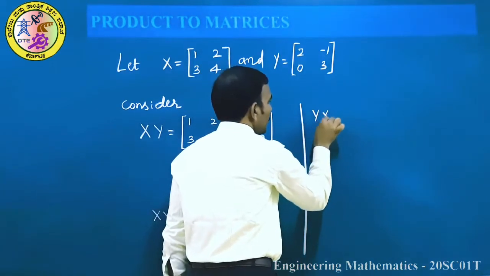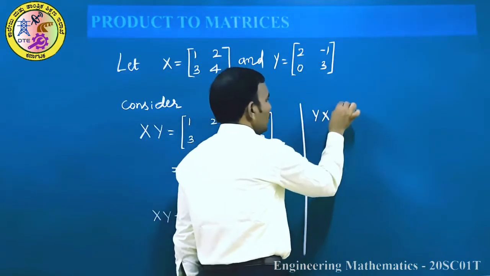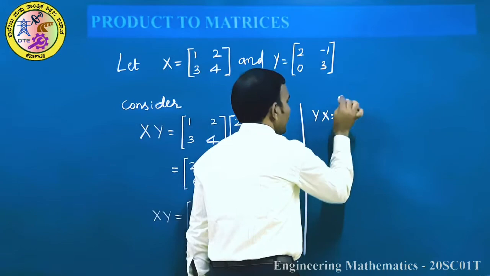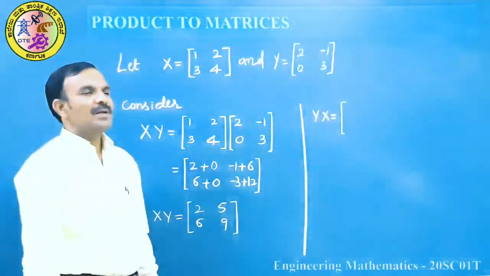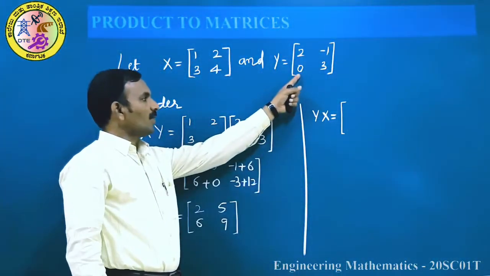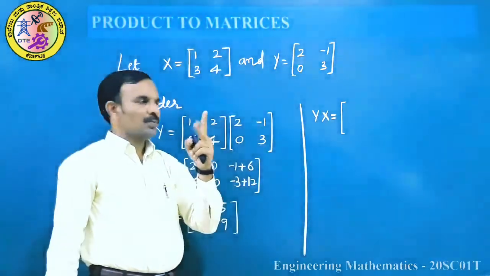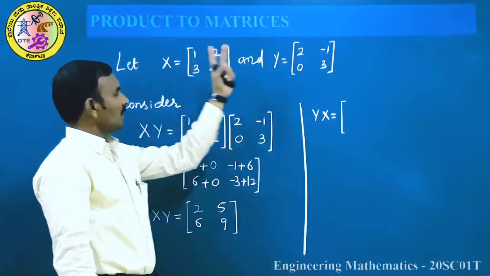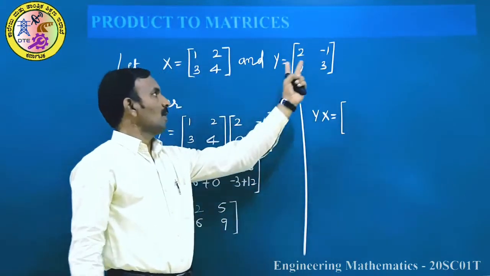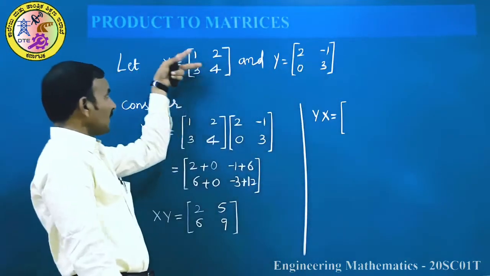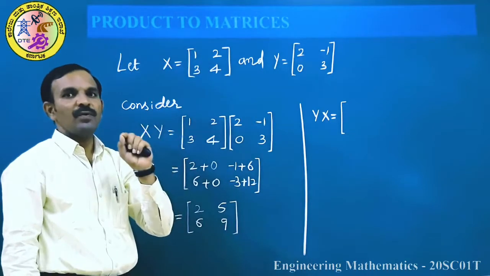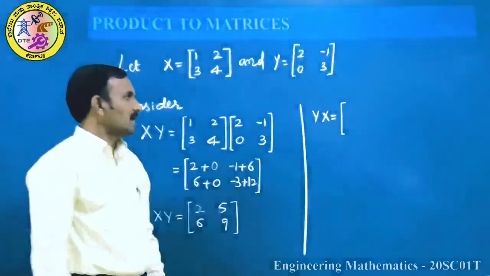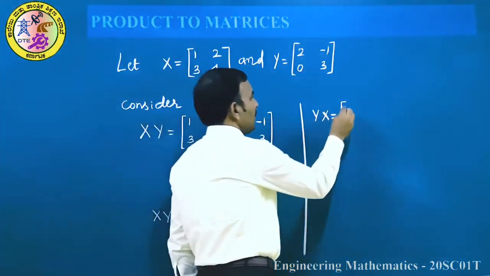To find y into x, first you have to check whether y into x exists or not. The number of columns in y is 2, and the number of rows in x is 2. In y there are 2 columns, in x 2 rows. Therefore, they are equal, so y into x exists.